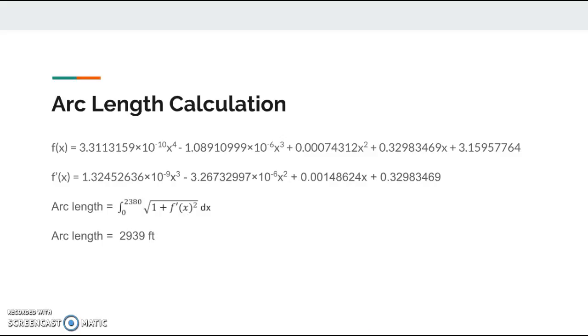So I set the trend line equation to f of x, and for the arc length equation I need f prime of x, so I found that by hand. For the arc length formula, I took the integral from 0 to 2,380, which is the minimum and maximum x values, of the square root of 1 plus f prime of x squared dx. And this came out to be 2,939 feet. I calculated that using my TI-84 Plus calculator.